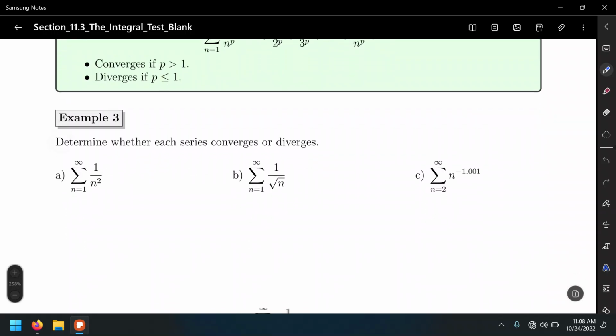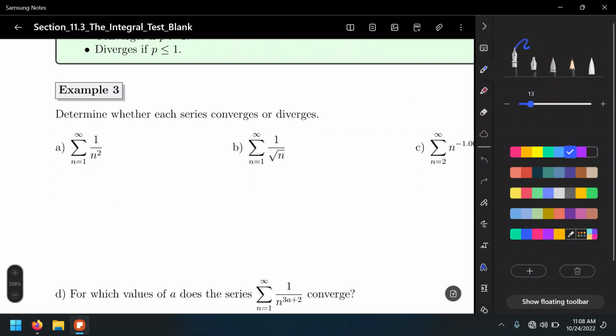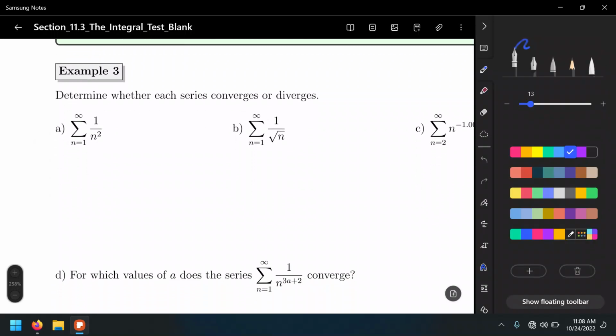All right. So we have a couple of examples here for which we will have to determine the convergence or divergence of this p-series. For the first example, sigma n equals 1 to infinity, 1 over n squared, what do we have? p equals 2. Since this number is greater than 1, this converges. That's it. We don't have to find any limit. We don't have to compute anything. Just observe the value of p.